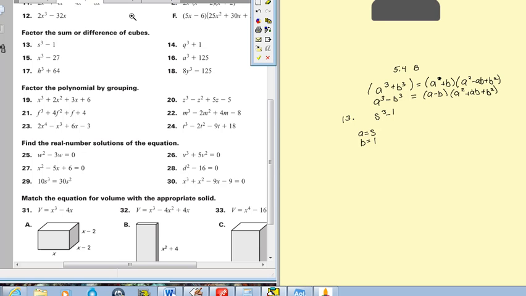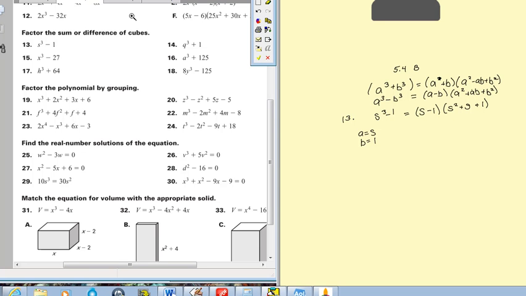So we have a minus b, so s minus 1. Here we have a squared, so s squared, plus a times b, s times 1. We're going to flip that around for 1s, and then we're going to take off the 1. So just plus s, and then plus b squared. 1 times 1 is 1. So that would be my factoring pattern.